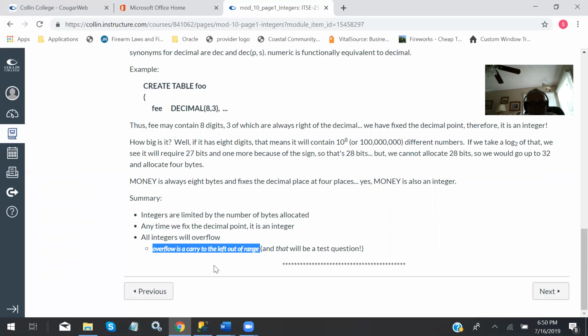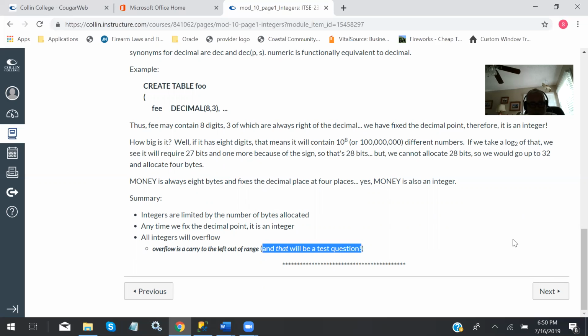Overflow is a carry to the left, important point, to the left, to the high side. Overflow is an error on the high side. It carries out of range to the high side of the number. And before you get out of here, that's going to be on a test.